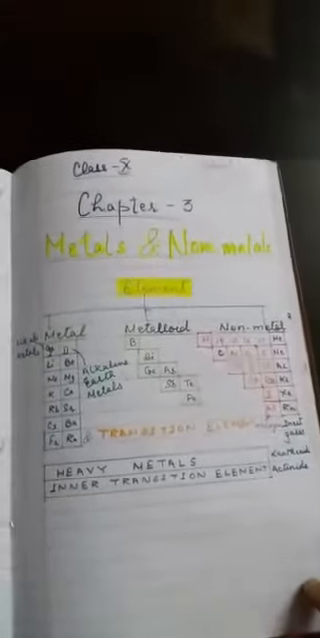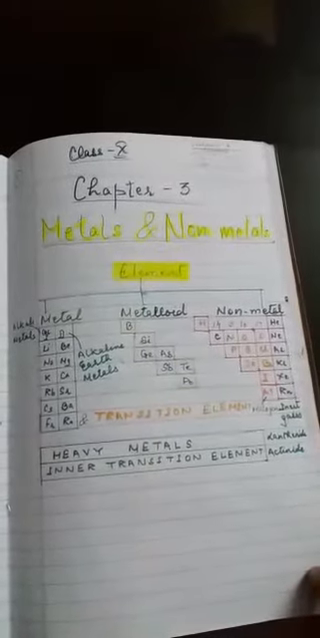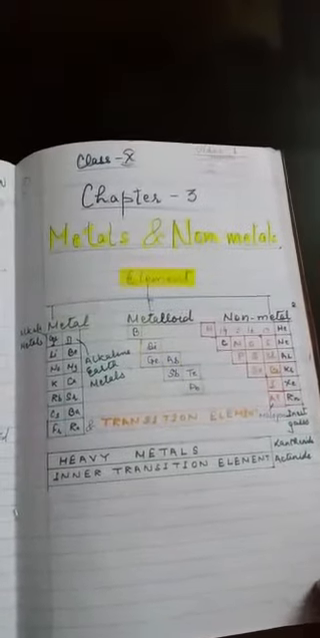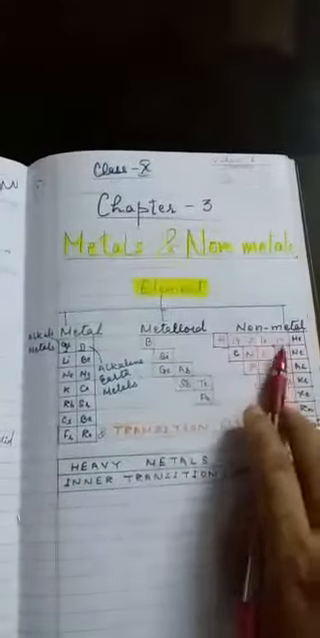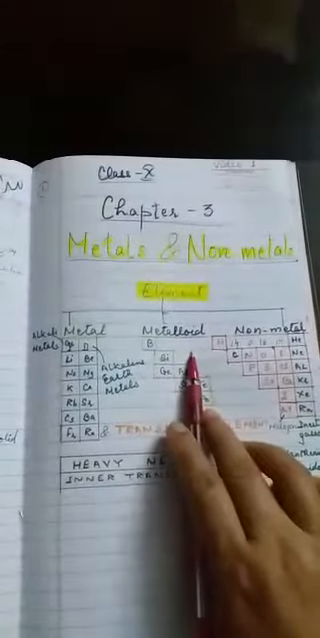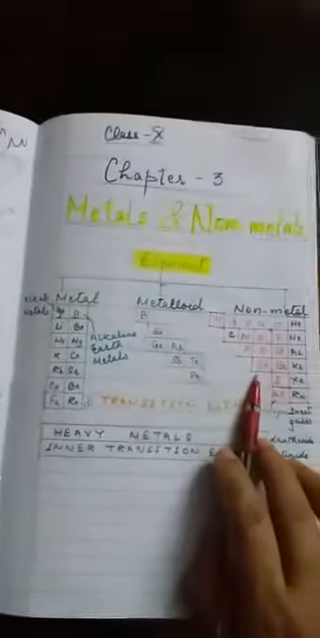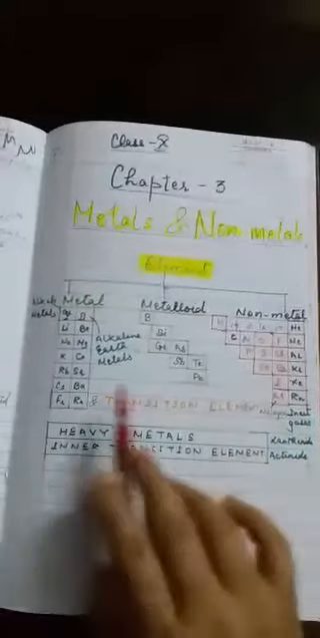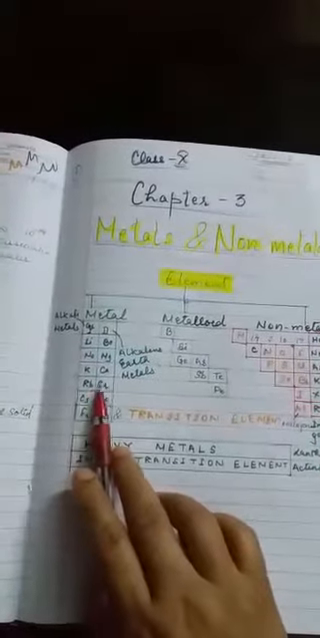Good morning everyone. Let's start our chapter 3, metals and non-metals. Elements are divided into three parts: metals, non-metals and metalloids. As we discussed earlier, there are 7 metalloids, 18 non-metals and the rest are metals. Metals are divided into 4 parts.